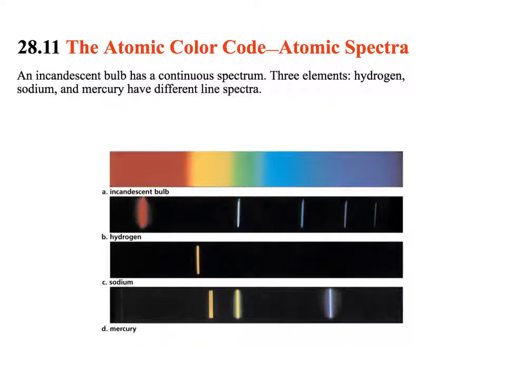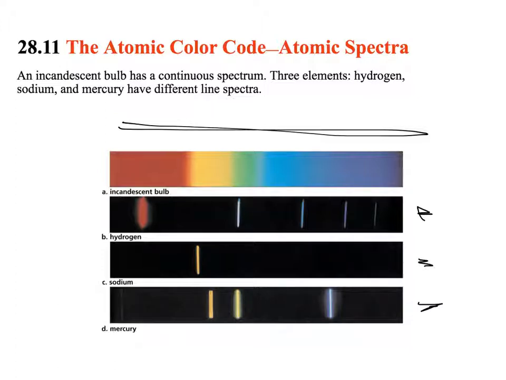Here are some examples. An incandescent light bulb has a continuous spectrum. Three elements, hydrogen, sodium, and mercury, have different line spectra. So this first one is the incandescent light bulb, and you have all the colors here. Where hydrogen only has these colors, sodium has the one, and mercury has these. So whenever you run it through a spectroscope, this is what you're going to see.